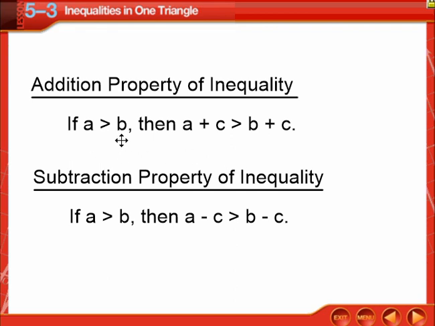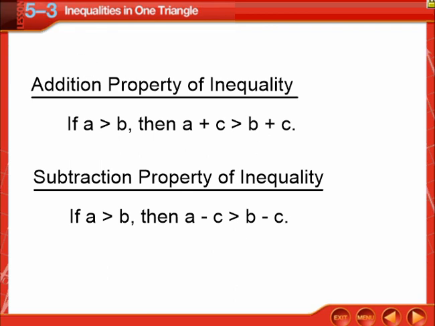If some value A is greater than some value B, then if I add the same amount to both A and B, the left-hand side will still result in a greater value than the right-hand side. So A plus some value is greater than B plus that same value. And likewise, the subtraction property: if A is greater than B, then we can subtract the same thing from both sides. That's the subtraction property of inequality. If the first one's greater than the second one, then subtracting the same thing from both sides results in the same comparison. So we've used those properties before to solve inequalities.